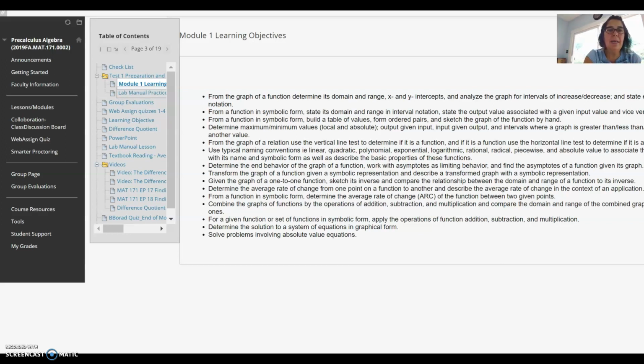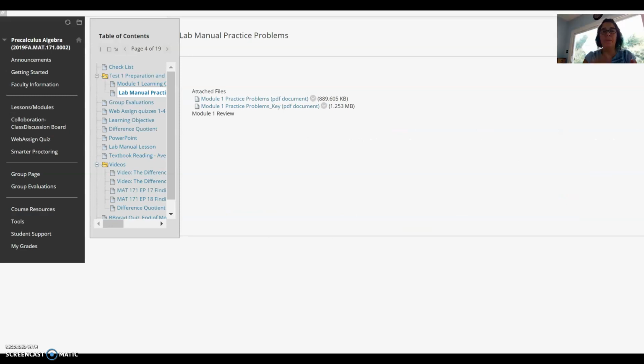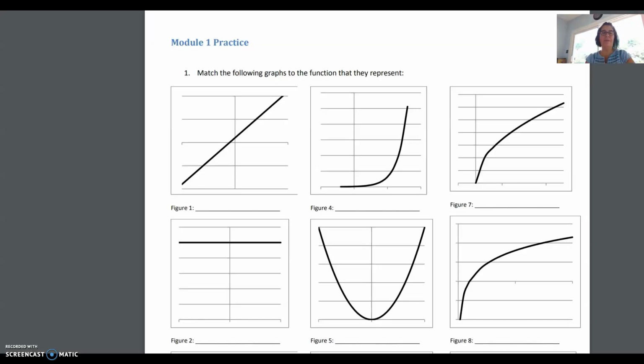So then the next item on there is lab manual problems, and there are 2 PDF files. One of them is the key for the lab manual. The other one is the actual problems. So what I'm going to do, this is the vital part of this video, I'm going to skim through those lab manual module 1 practice problems and try to give you some suggestions.